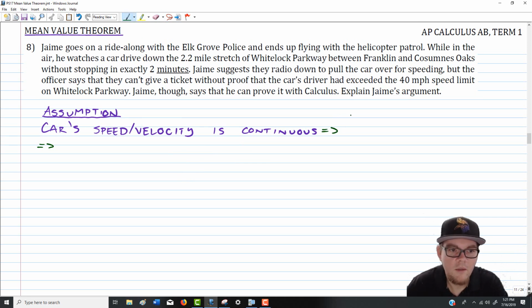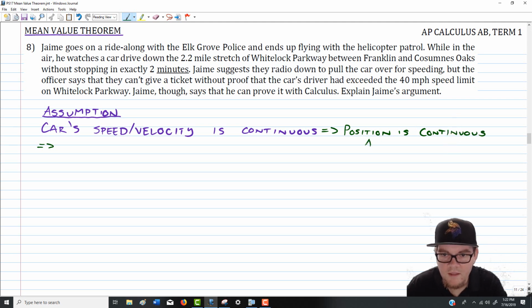If that's true, because velocity is the derivative of position, that implies that the position is continuous and differentiable. It's hard to read. Continuous and differentiable, excuse me. So that's our assumption. The position is continuous and differentiable.